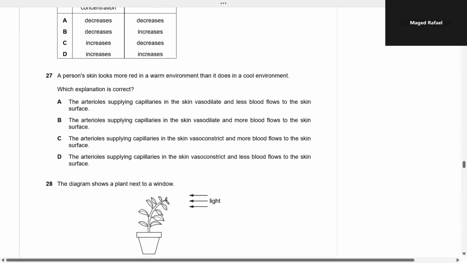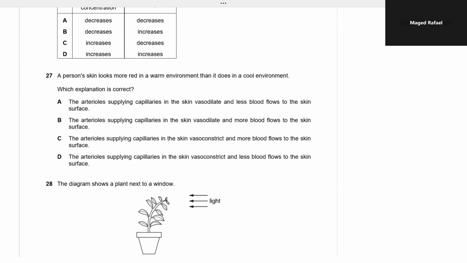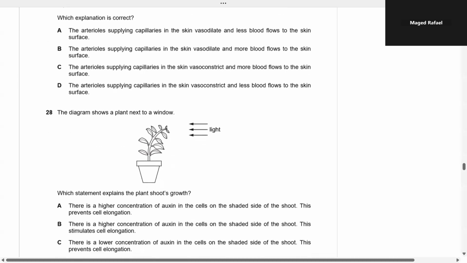Question 27. The answer is B. The arterioles supplying capillaries in the skin vasodilate and more blood flows to the skin surface. I'm asking about a warm environment compared with a cool environment, so the response from the body. The answer is B.